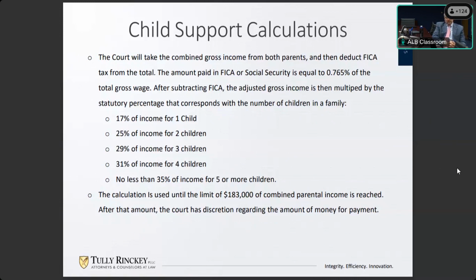Now, what they set forth in New York State, just like it says here, is that one child is 17%, two is 25%, three is 29%, four is 31%. All right? And this is what the court goes by. Then, the calculation of child support. Now, we look here, the calculation is used until the limit of $183,000. And I'm going to talk about that in a second, but let's just go to the next slide, please.